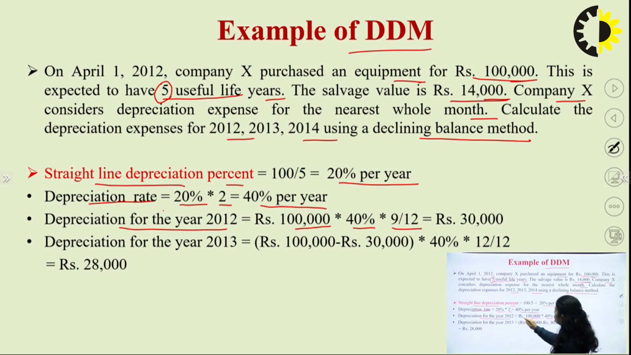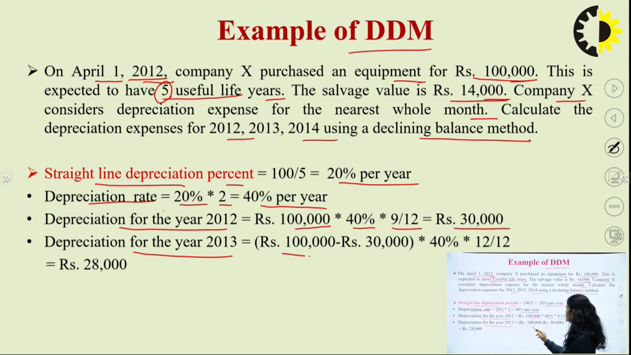So, in 2012 we purchased the particular equipment in April. So, the remaining months are 9 only out of 12. So, we will get rupees 30,000. Now, we will calculate the depreciation for the year 2013.